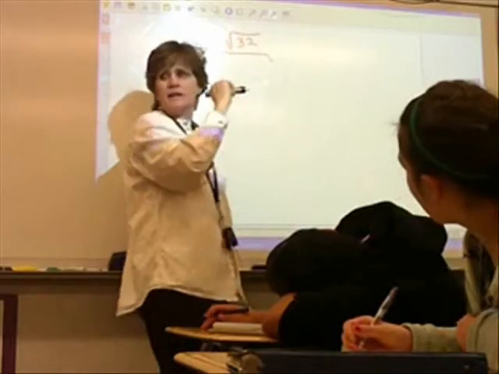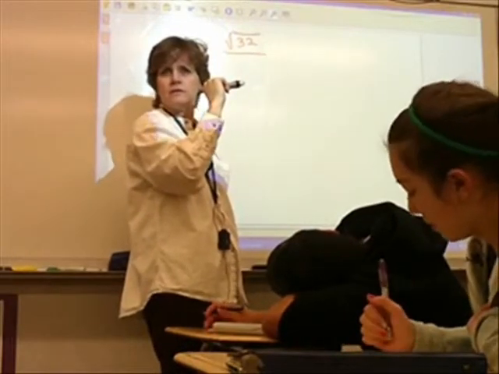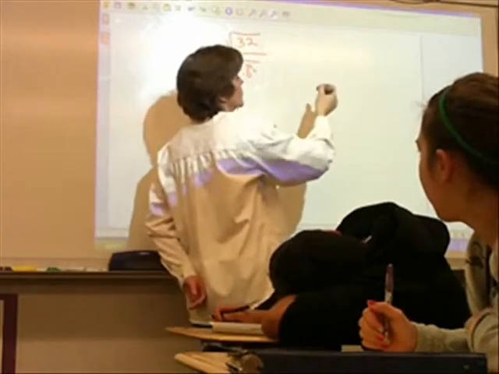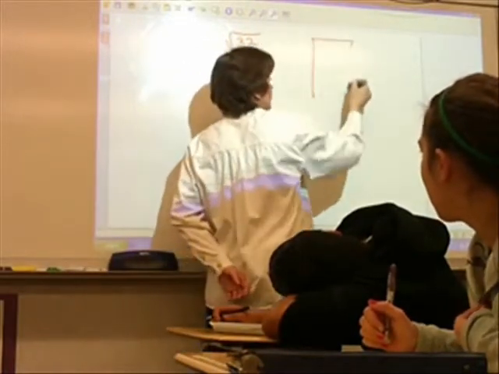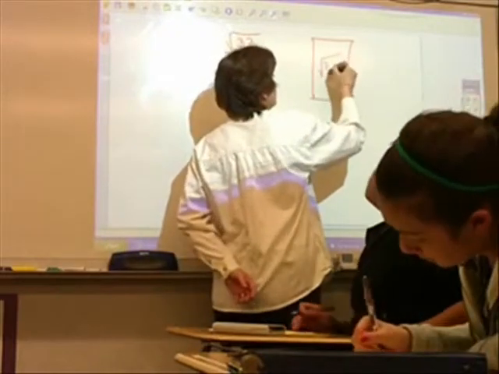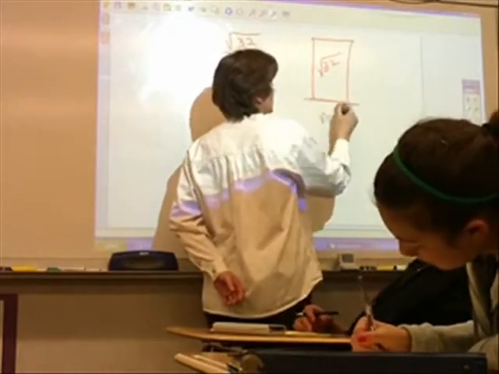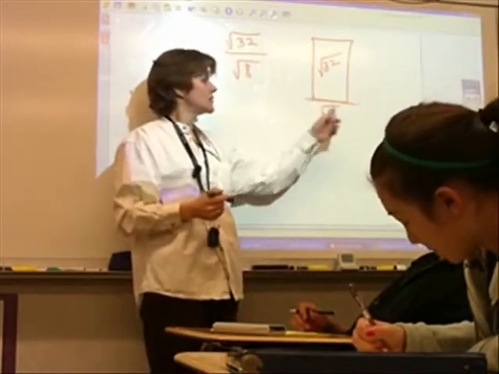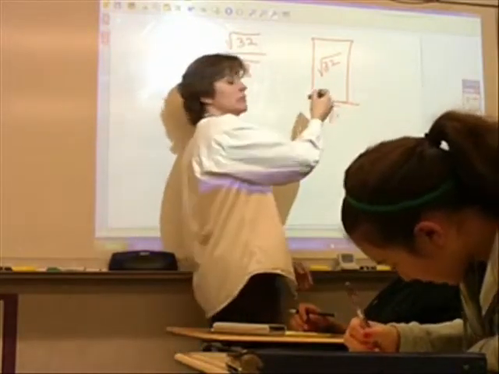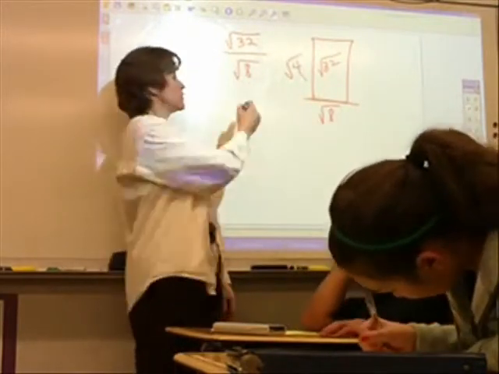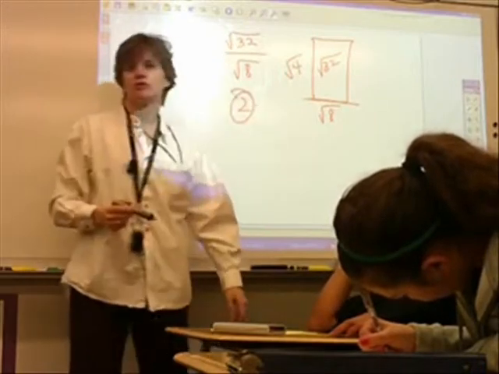Divided by the square root of 8? Oh, okay, yeah. Square root of 8. All right, so it's division. I start with my array. What goes inside? Square root of 32. I divide by the square root of 8. And then what times the square root of 8 equals the square root of 32? Square root of 4. What's the square root of 4? 2. Your answer is 2.